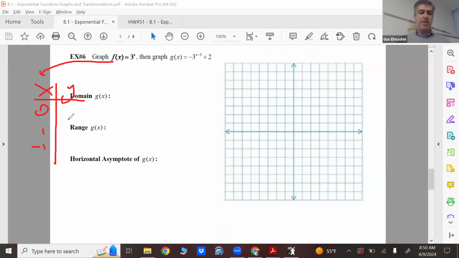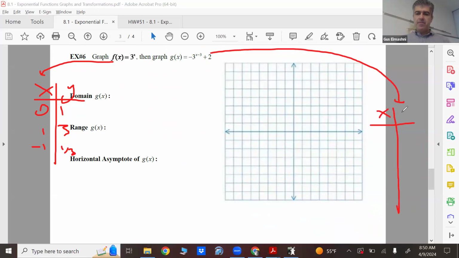0, 1, and -1. So that's 1, 3, and 1/3. So we'll make a table up. Let's go off to the side. So you'll need to do a is -1, remember. h is 3, and k is 2. Because h is 3, you're going to add 3 to x.